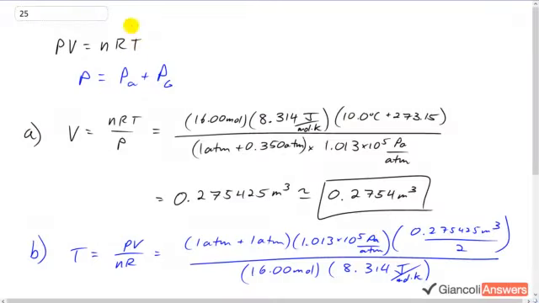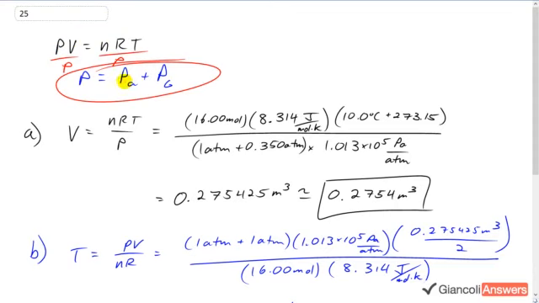We're going to solve the ideal gas law for volume by dividing both sides by P for pressure. And we need to keep in mind that pressure is absolute pressure, so it's atmospheric pressure plus the gauge pressure. And this question tells us the gauge pressure of 0.35 atmospheres, and so we have to add 1 atmosphere to that to get the absolute pressure.